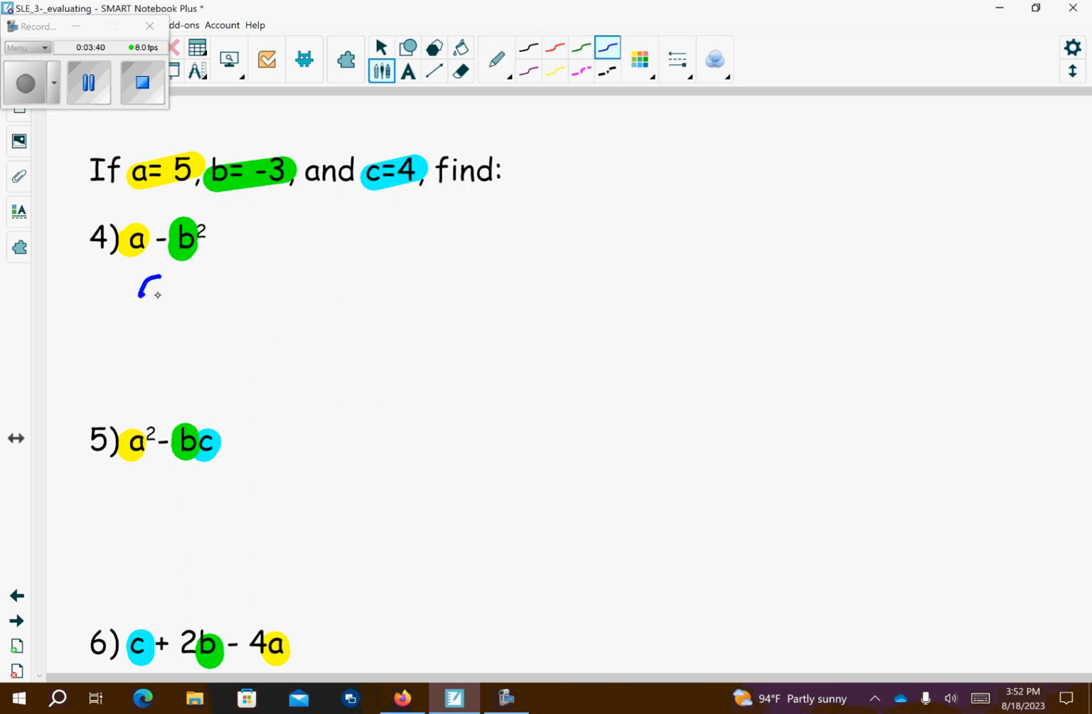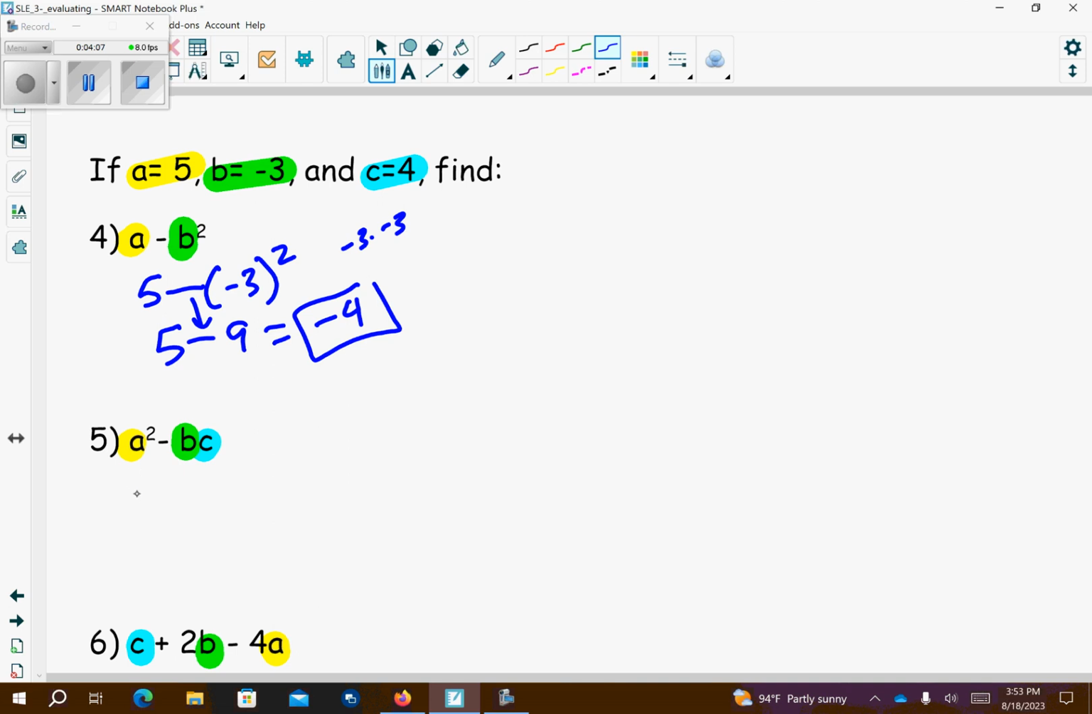Okay, so a is 5 minus b, which is -3. I'm going to put this in parentheses because it's squared. Remember the other day I showed you on the calculator how to put it in parentheses? So this is 5 minus -3 squared, which is the same thing as -3 times -3, which gives me +9. The reason this stays negative is the minus is outside of it. 5 minus 9 is -4, and there's my answer.